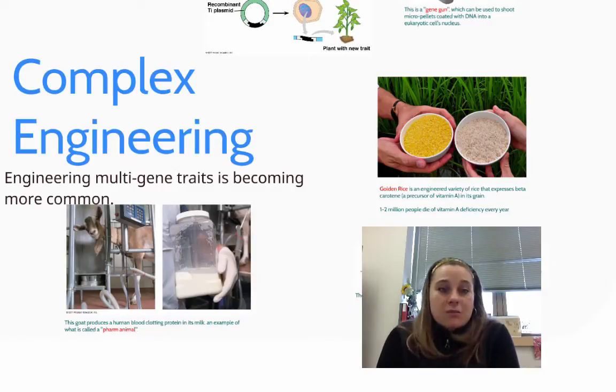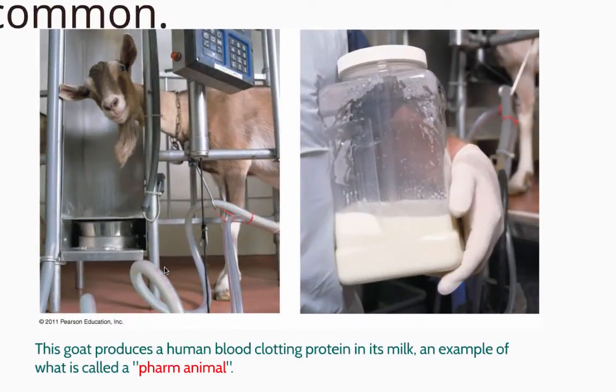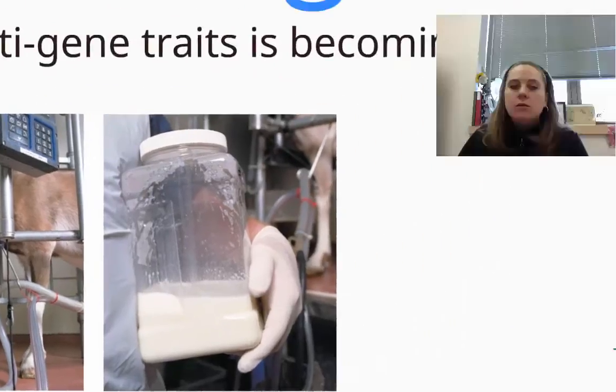And then there's really complex engineering pieces, multi-gene traits becoming more common. So you use one organism with multiple gene things to create multiple products. You've got a goat that produces the blood clotting protein in its milk, so you can put that gene in, and the animal becomes sort of the pharmacological factory for you. So getting that gene in, you then collect it in the milk.